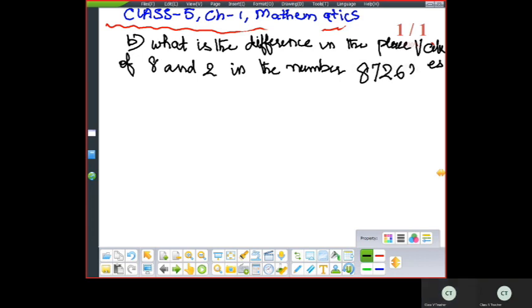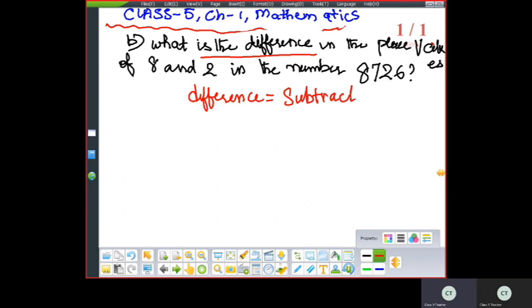8726. So this is the number. Okay. So now firstly, let us understand the question. What is the difference? The difference means what, children? The difference means subtraction. Yes or no? Subtraction. Okay. So first part of the question is here you have to do the subtraction.